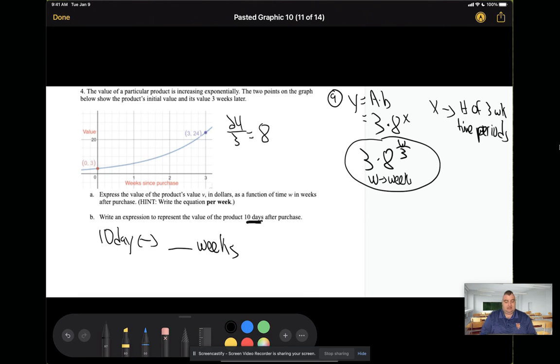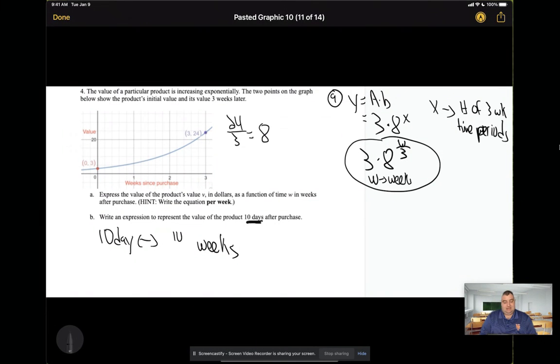Well, to convert that, I have to divide by 7. So 10 days is equal to 10 divided by 7 weeks. Now I'm going to leave this as a fraction because it's going to be a decimal. So when I plug into my equation, I'm going to plug in 10/7 for W.